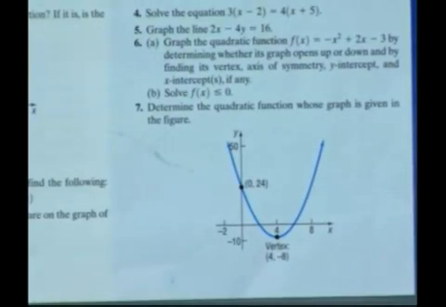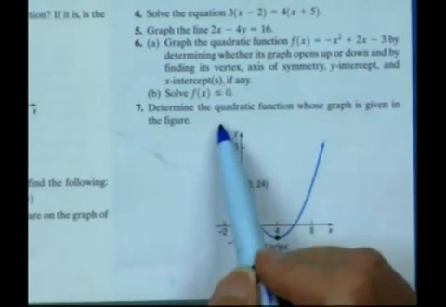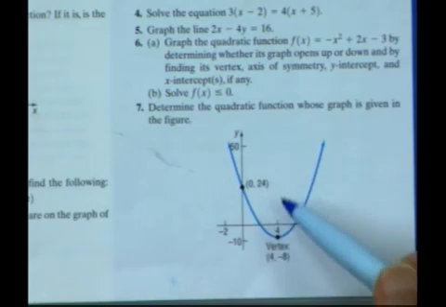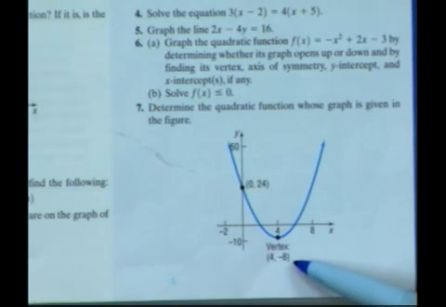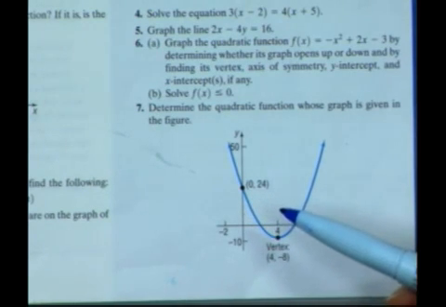Number 7. Oh, I like number 7. Number 7 would be a really good exam question. Okay, we're looking for a quadratic function. And on this quadratic function, they told us the vertex and the y-intercept.